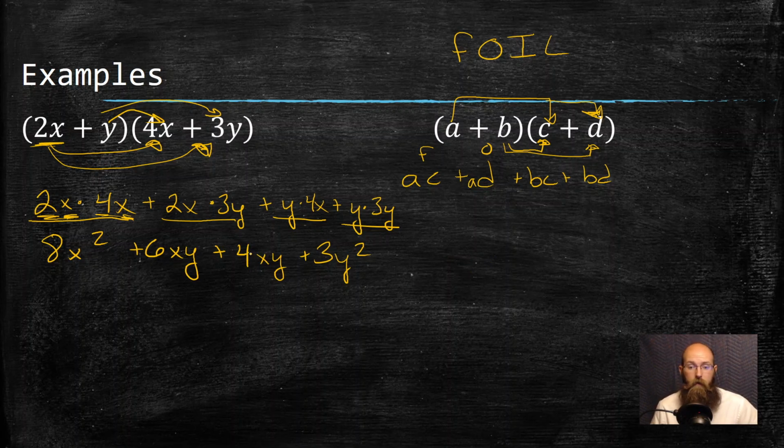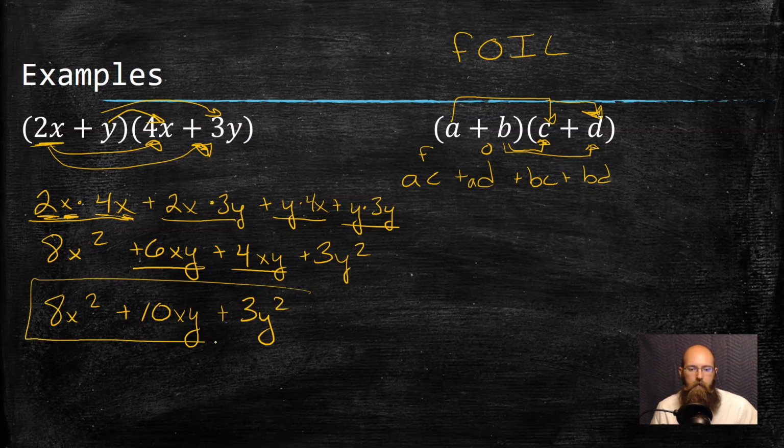Now I actually do have some stuff that I can combine. Remember, I told you on that last chunk, it often happens that way. So 6xy plus 4xy. Their exponents are the same, the number of letters they have, the kind of letters they have are all the same. Awesome. I can combine those two things. So I have 8x squared not changing. 6xy's plus 4xy's gets me 10xy's. And then nothing with that 3y squared, so it's just going to come down. And that is it. That is distributing those two polynomials together.